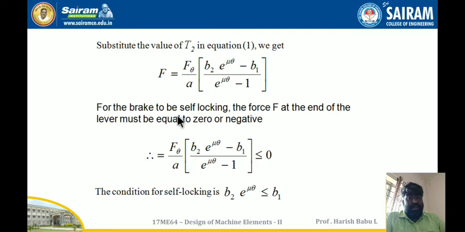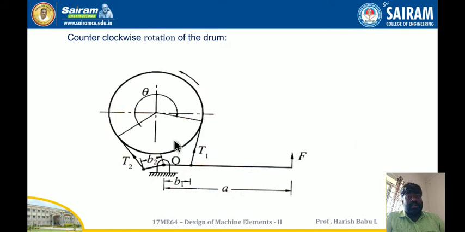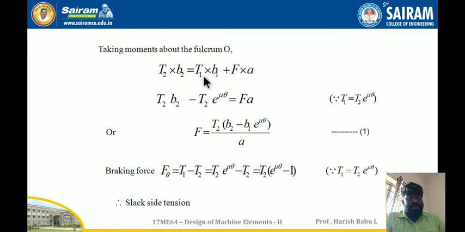So for the brake to be self-locking, the force at the end of the lever must be equal to 0 or negative. So for self-locking, e to the power of mu theta should be less than or equal to B2 by B1. For a counterclockwise direction, by taking the moment, T2 into B2 is equal to T1 into B1 plus F into A.